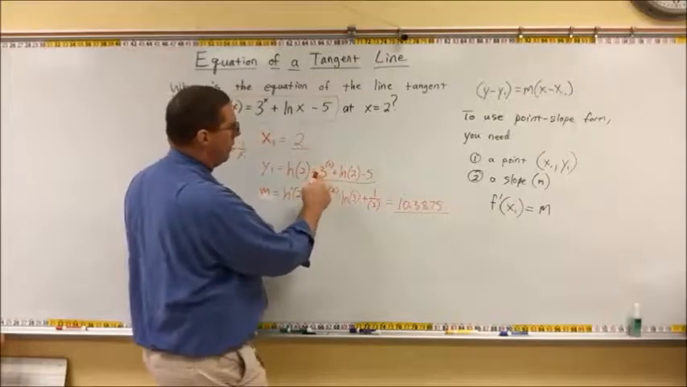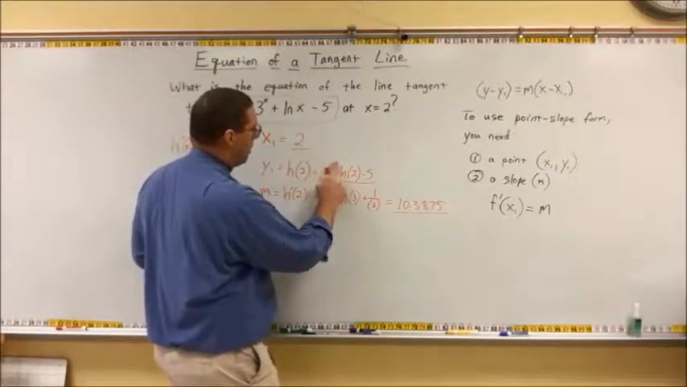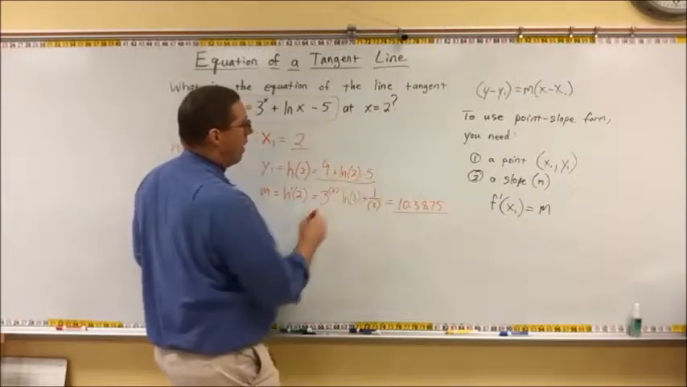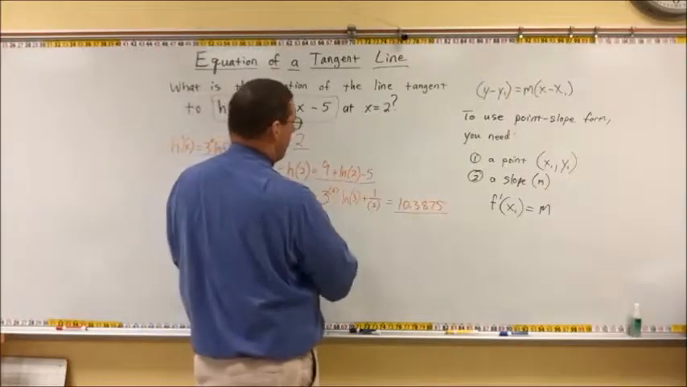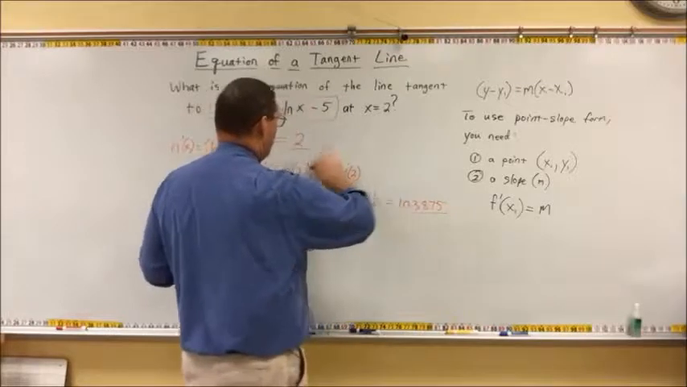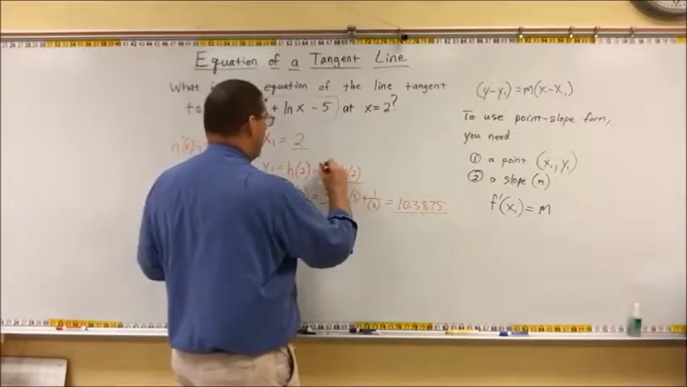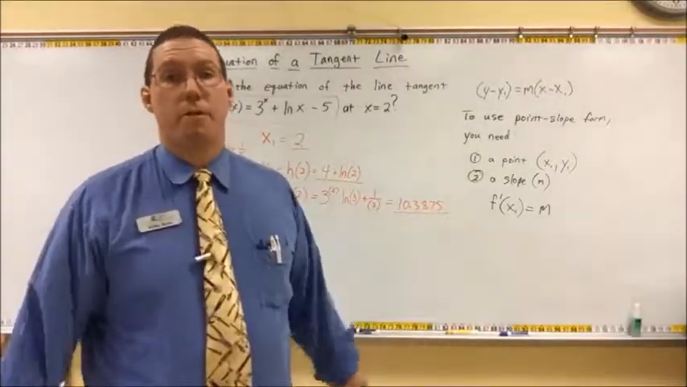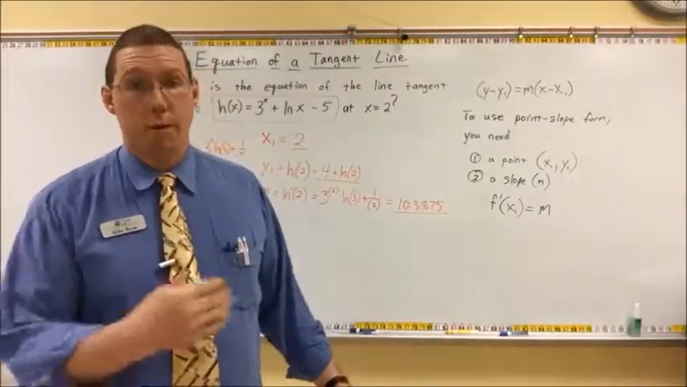Now we could go ahead and do 3 squared. 3 squared is 9. So we'll change that to a 9. And 9 minus 5, that's 4. 9 minus 5 is 4. So what we really have, our y value, is 4 plus the natural log of 2. We'll just leave it as 4 plus the natural log of 2. That's a number. So we'll leave it.